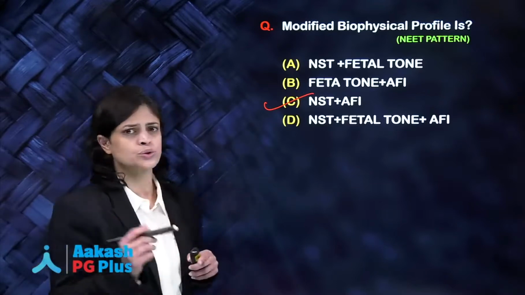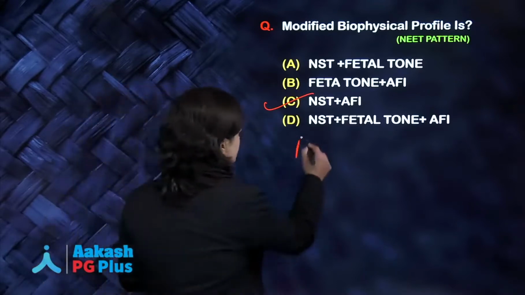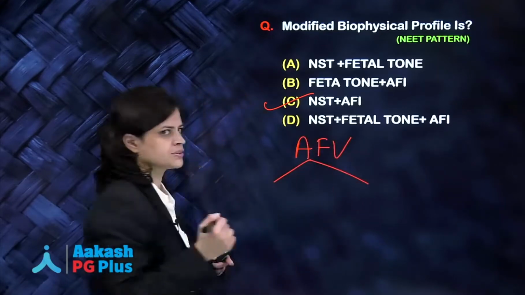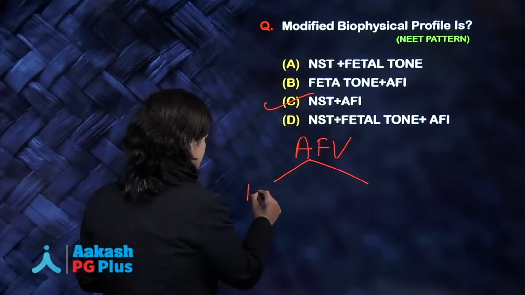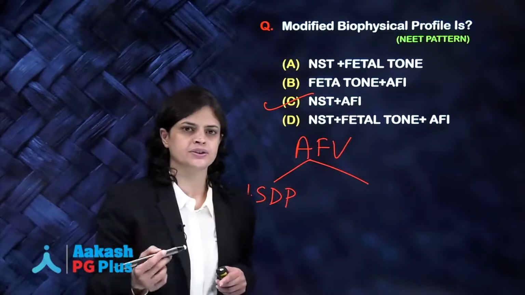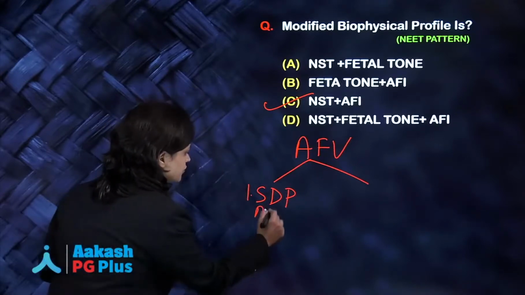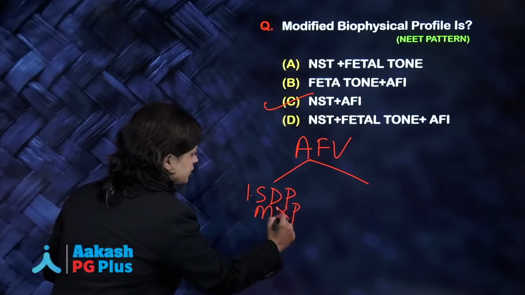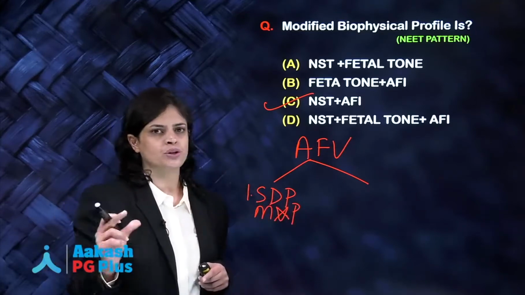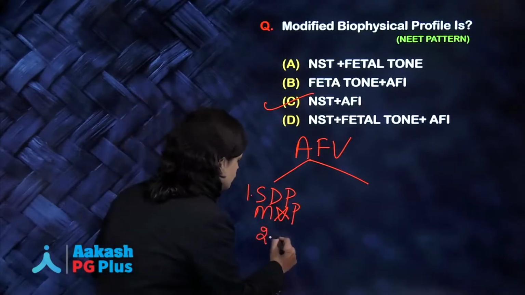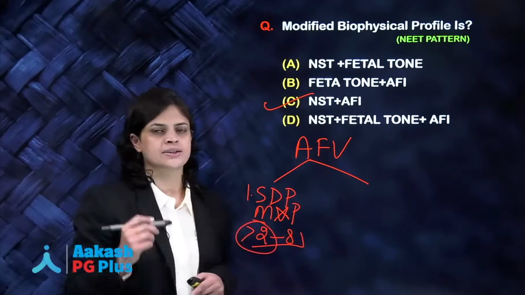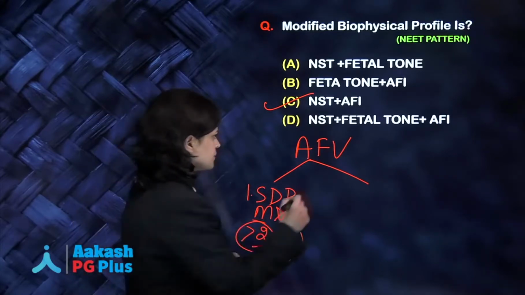Now here I just want to emphasize that the amniotic fluid volume can be measured in 2 ways. One is by measuring the single deepest pocket of amniotic fluid in the uterine cavity, also referred to as the maximum vertical pocket. The normal value of a single deepest pocket of amniotic fluid is between 2 to 8 centimeters and less than 2 is regarded as severe oligohydramnios.